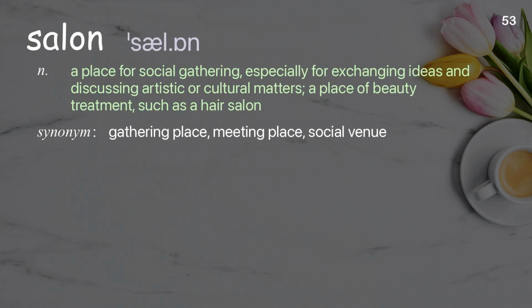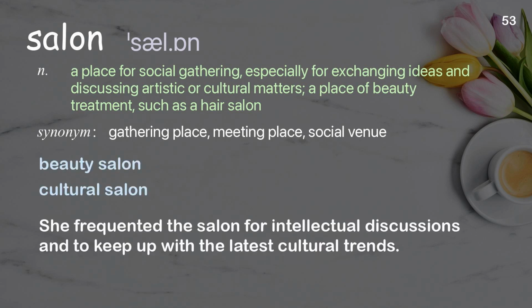Salon. A place for social gathering, especially for exchanging ideas and discussing artistic or cultural matters. A place of beauty treatment, such as a hair salon. Examples: Beauty salon. Cultural salon. She frequented the salon for intellectual discussions and to keep up with the latest cultural trends.